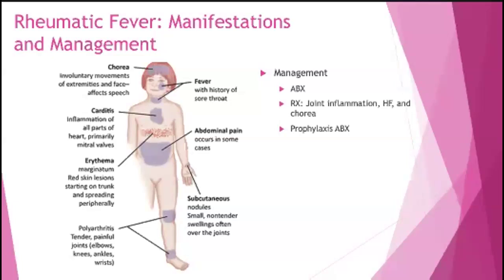So therapeutic management is making sure that we have our full course of penicillin to eradicate the group A strep. We want to manage inflammation and symptoms: aspirin or nonsteroidals for arthritis and fever, corticosteroids. If heart failure develops, we're going to use digoxin, diuretics, and ACE inhibitors. Long-term antibiotic prophylaxis also is key, and we'll talk about that more on this next slide.